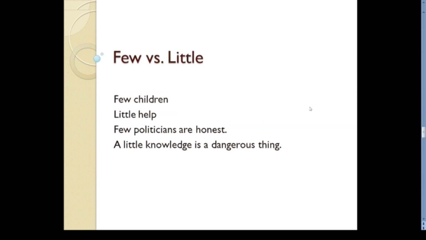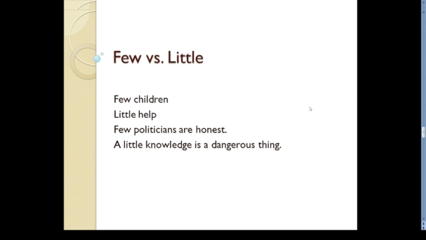Few and little are two other determiners that often cause confusion. Use few with plural nouns and little with uncountable nouns. Few is the opposite of many. Many indicates a large number, whereas few indicates a very small number. Likewise, much indicates a large quantity, whereas little indicates a very small quantity. So we can say "few children." That means a very small number of children. Here we used few because children is a plural noun. In the next example, we used little before help because help is an uncountable noun.